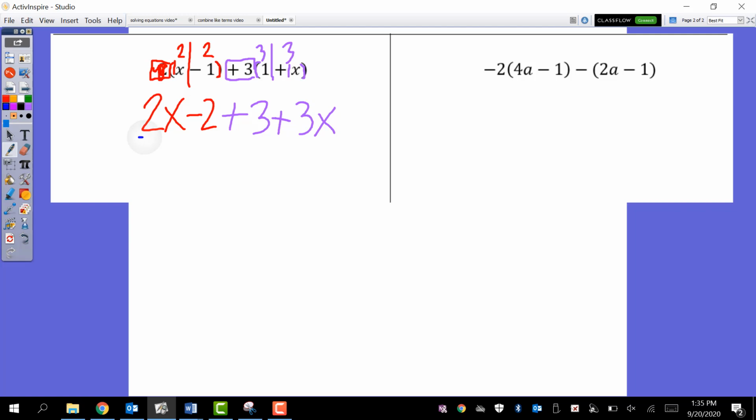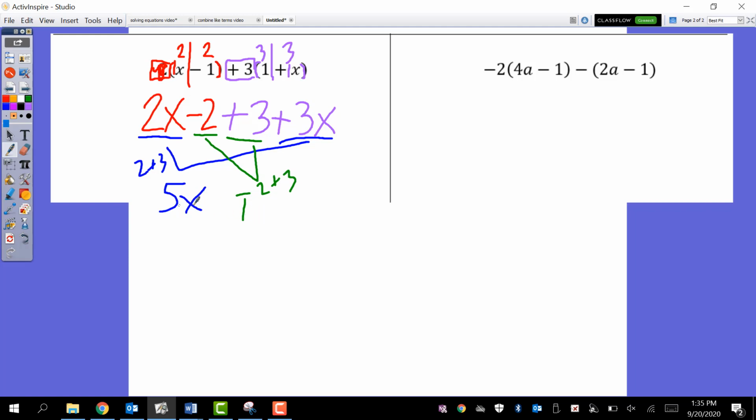So right here I have a 2x. Well, which of these can I add with 2x? What else has an x? This last thing over there has a 3x, so we're going to add those together. 2x plus 3x is 5x. 2 plus 3 is 5. What else can we add together? We have a negative 2 plus 3. They're both regular numbers, so negative 2 plus 3 is positive 1. So I have 5x and then a 1.